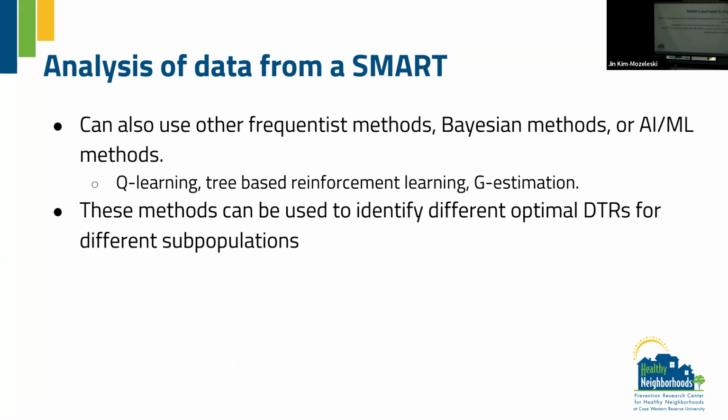There are a lot of other methods for analyzing data from a SMART. You can use frequentist methods like I just outlined. You can also use Bayesian methods, or you can use AI, machine learning kinds of methods. So Q-learning, tree-based reinforcement learning, and G-estimation are all becoming more common to use with SMARTs. A pro of these methods is that you can also identify different optimal DTRs for different subpopulations. So if perhaps older patients should be getting a different kind of treatment sequence than younger patients, these methods would be better at identifying that.